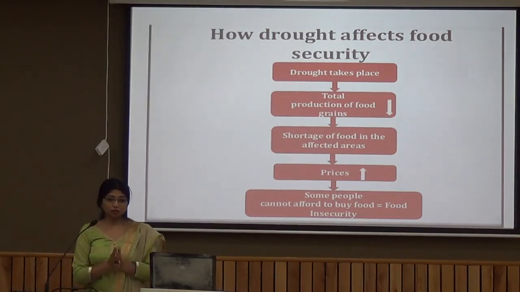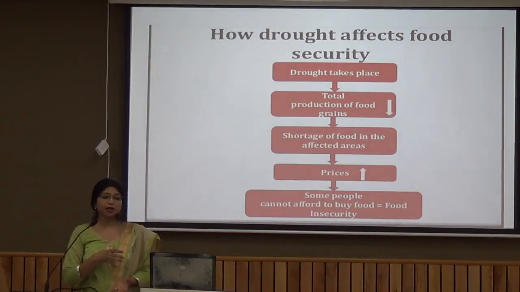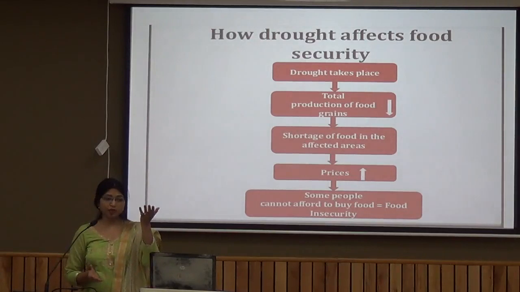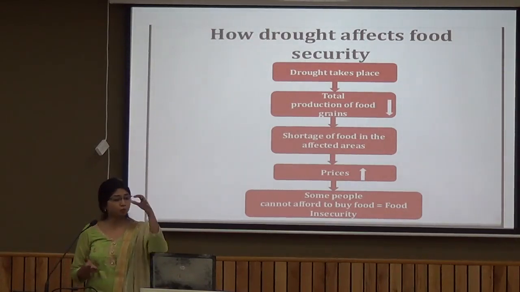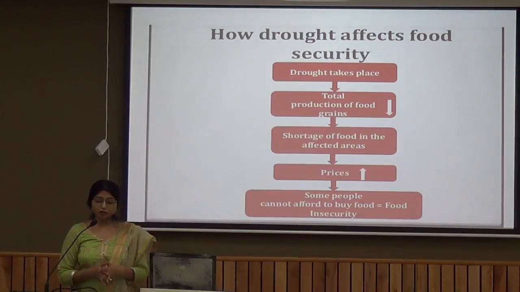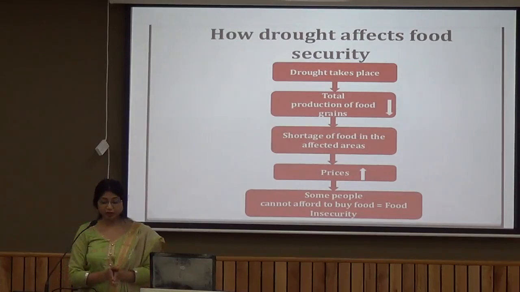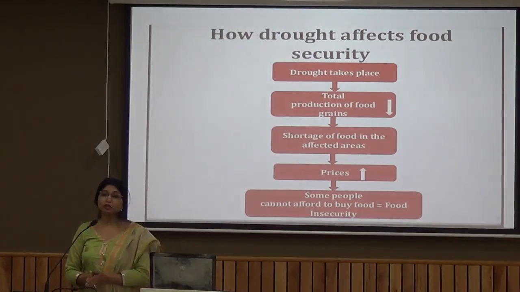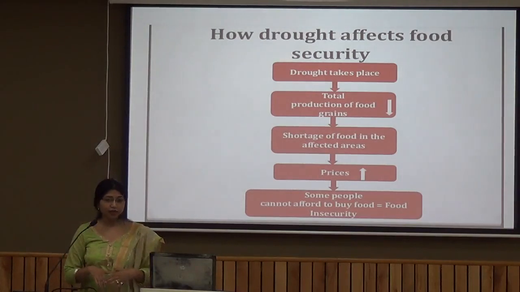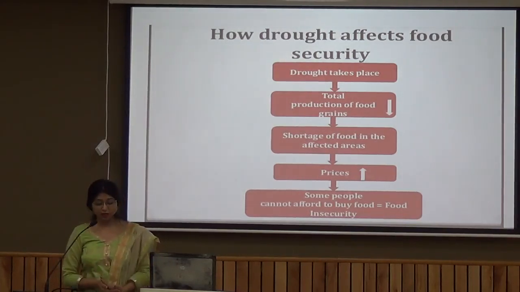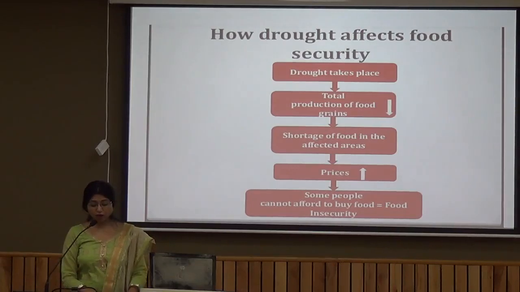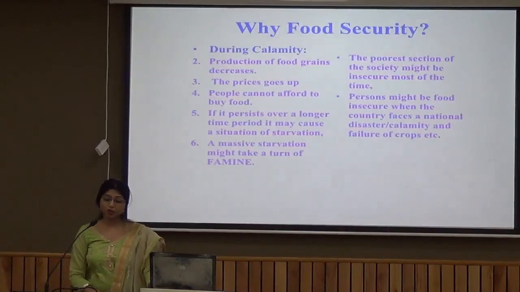We can find this in economics: if the demand is more and supply is less, then automatically prices go up, and if the demand is less and supply is more, then automatically prices will go down. So if there is a shortage of food in the affected areas, then prices will go up, and if the prices are going up, then it is not affordable for everybody. People cannot afford it, people cannot purchase it, those who are living below the poverty line or those who are just above the poverty line. Then some people cannot afford to buy food, and this is called food insecurity.